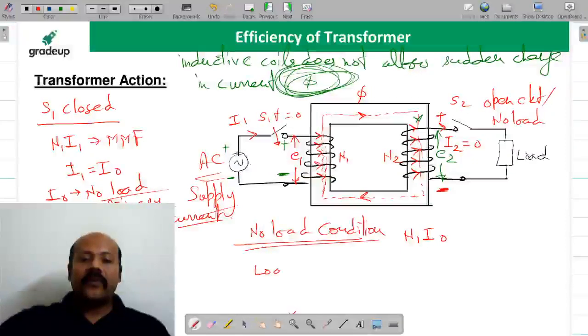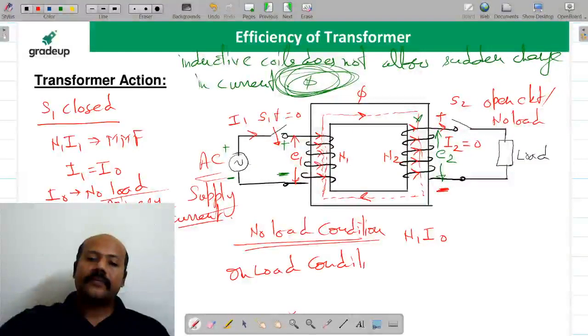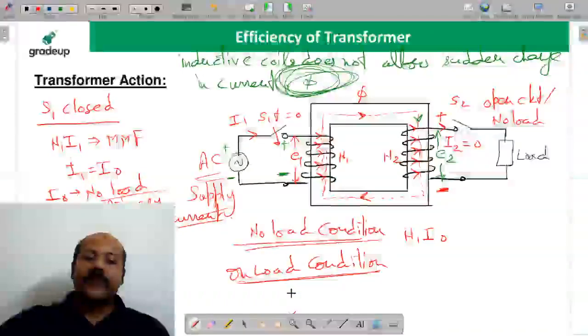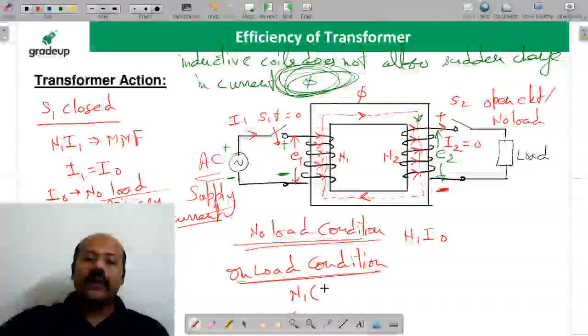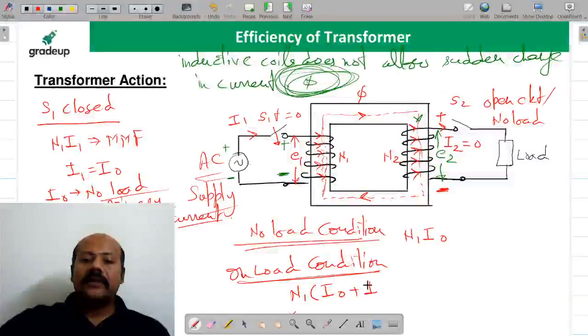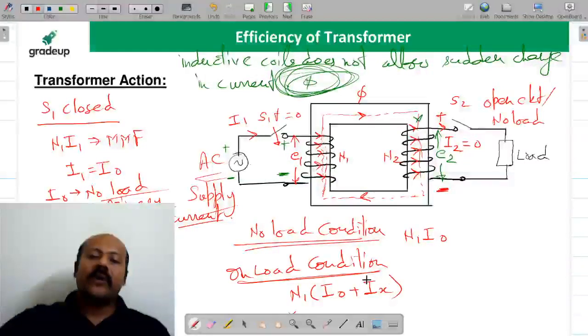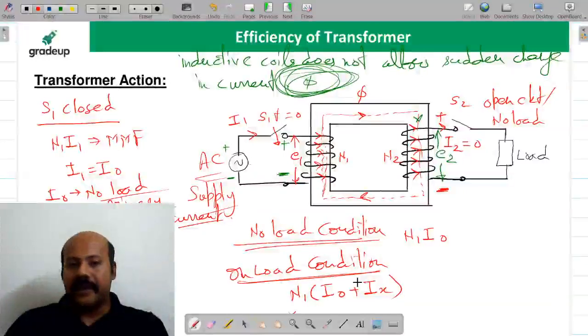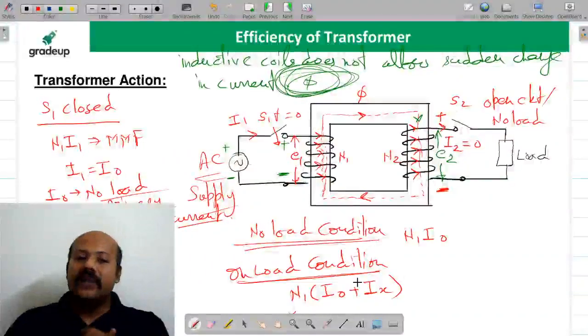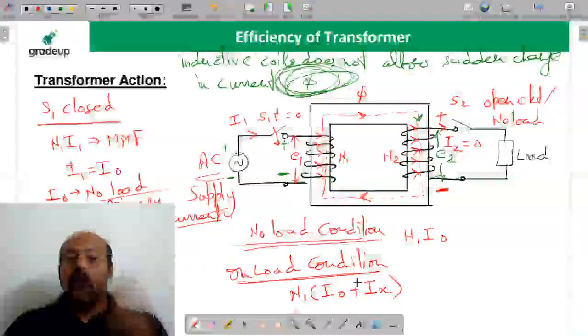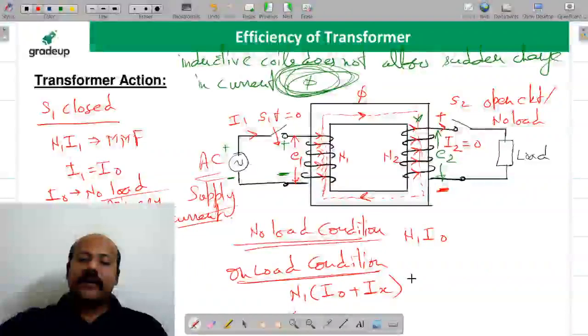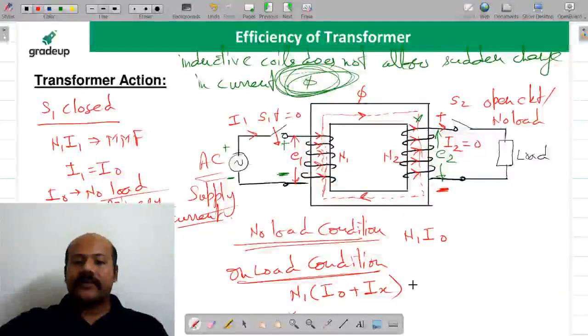In case of on load condition, what is the MMF at the primary side? This is going to be N1 times I0 plus some current. This current I am calling as Ix. This is the extra current. This is the extra current which is drawn from the source. Yes or no? Are you getting this idea or not?